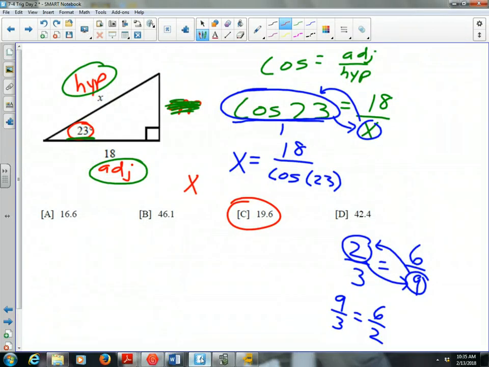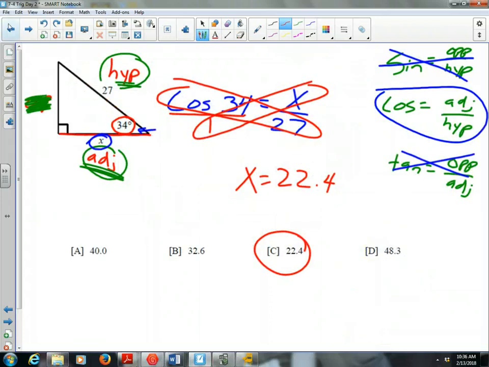X equals 19.6. I think it's good to use some mental math here as well, class. Notice how x is the hypotenuse. It's the longest side of the triangle, so it had better be longer than 18. And sure enough it is. 19.6 is longer than 18. On my first problem, I found x right here. Well, that was not the hypotenuse, so my number had better be less than 27. 27 has to be the longest. Notice 22.4. That seems logical.